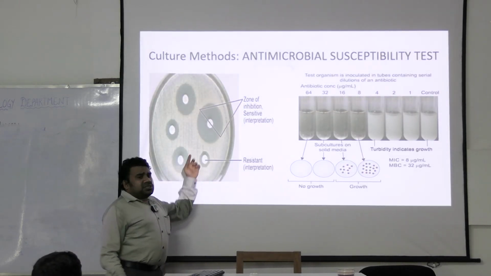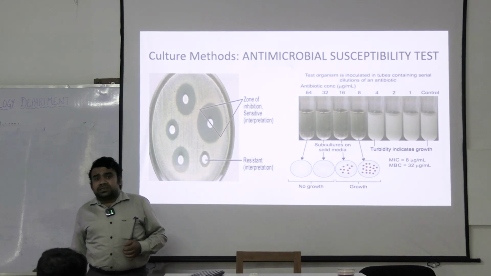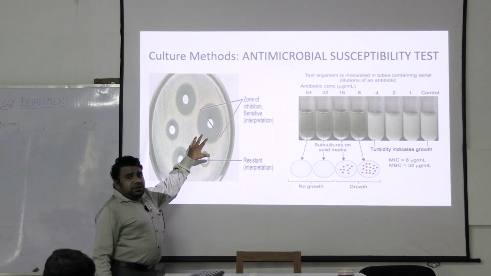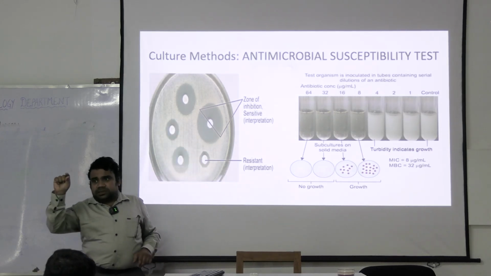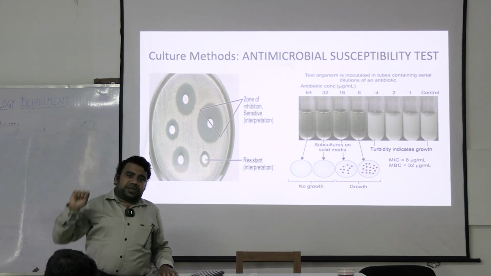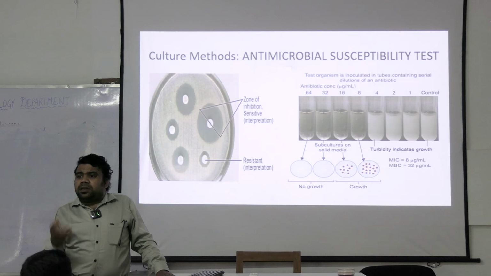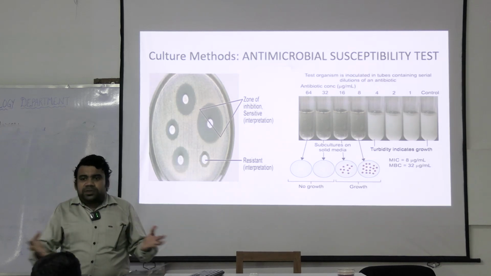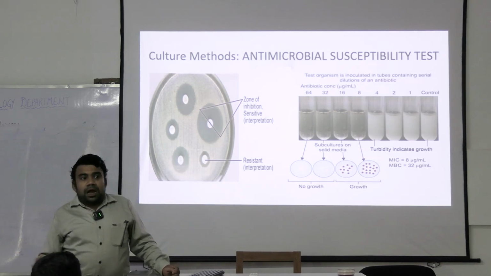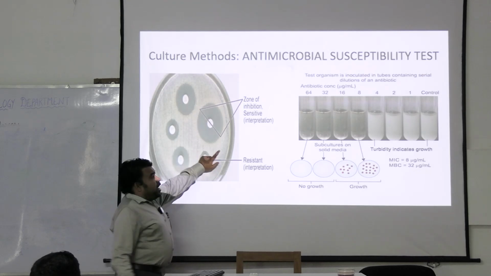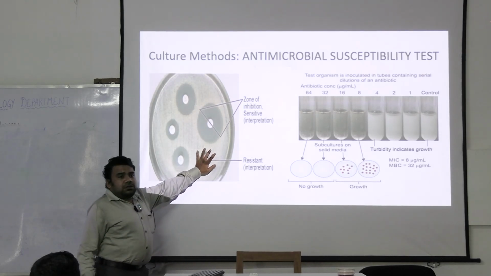So, conventionally what is done is that there are two ways. One is known as disc diffusion. Disc diffusion means on this culture plate, we place some of the discs containing the antibiotics. What will happen? The antibiotic will diffuse from the disc into the media. And we have the organism plated on the culture plate.